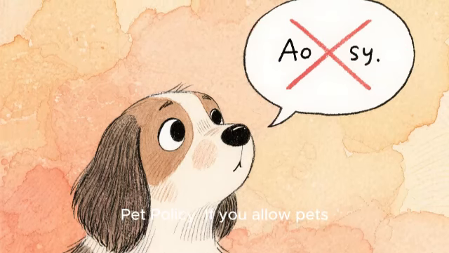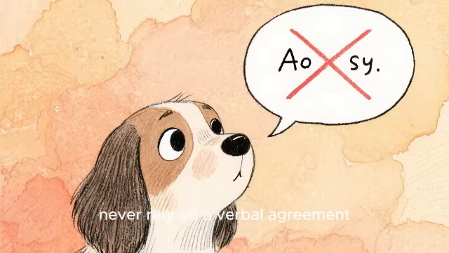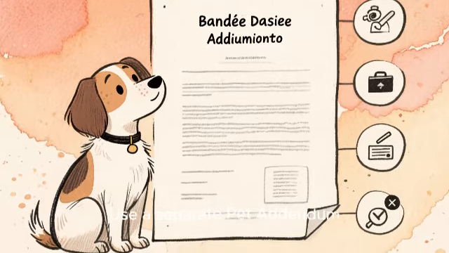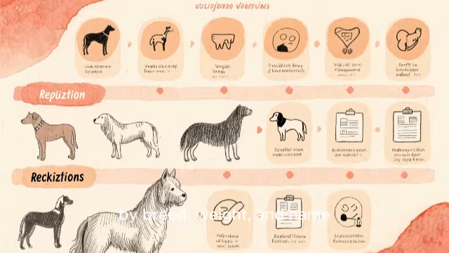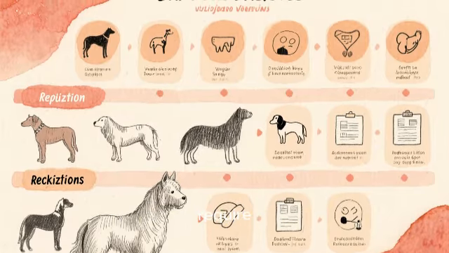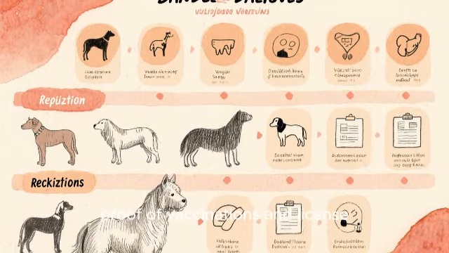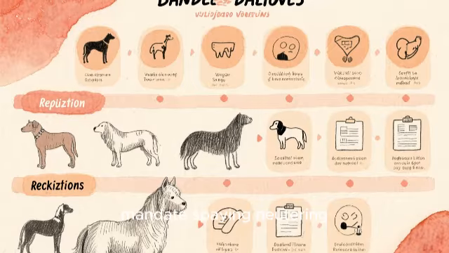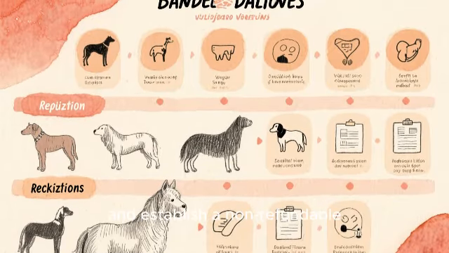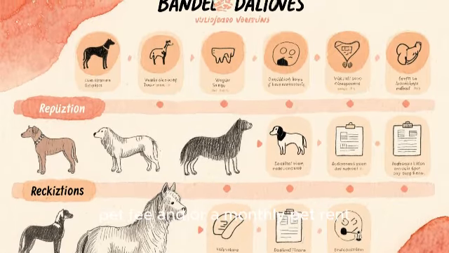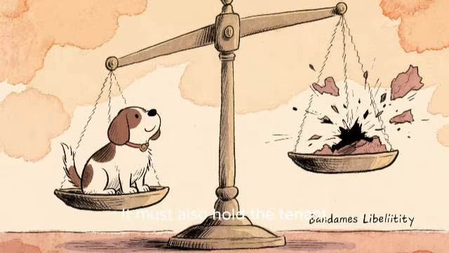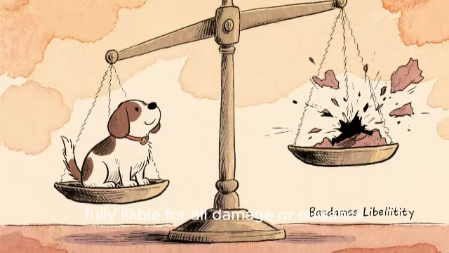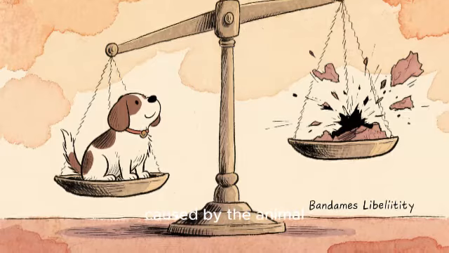Pet policy. If you allow pets, never rely on a verbal agreement. Use a separate pet addendum. It should list the approved animal by breed, weight, and name, require proof of vaccinations and license, mandate spaying, neutering, and establish a non-refundable pet fee or a monthly pet rent. It must also hold the tenant fully liable for all damage or nuisance caused by the animal.